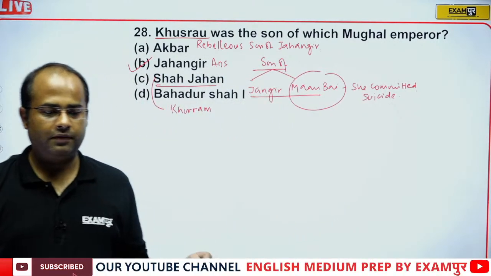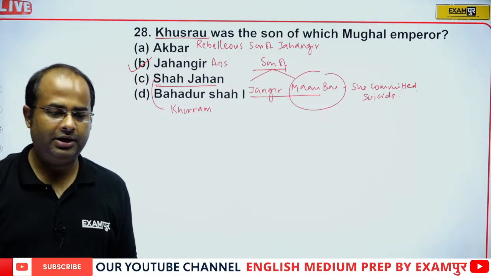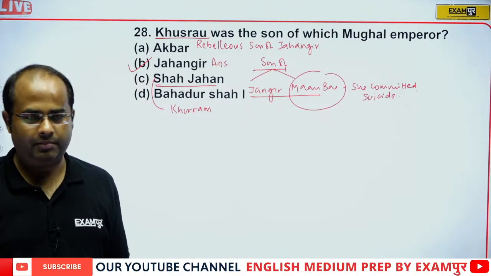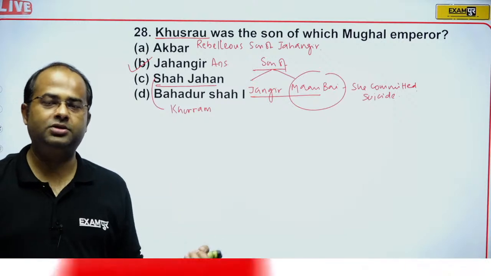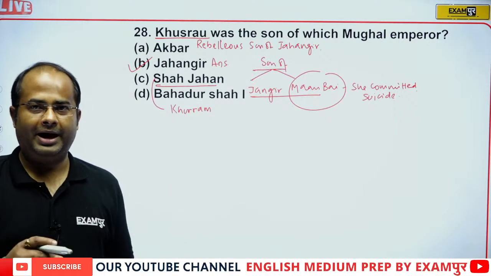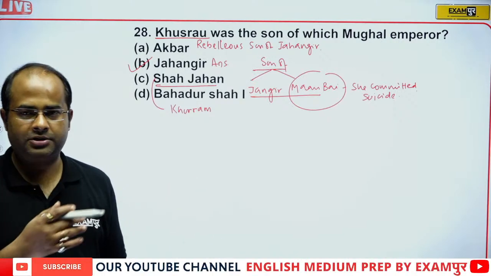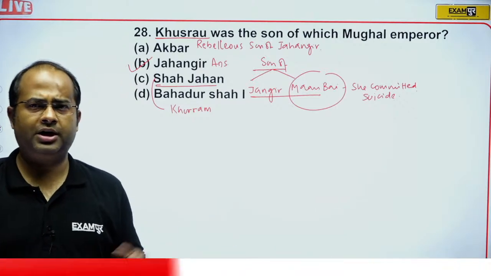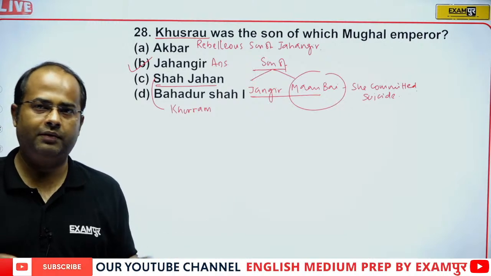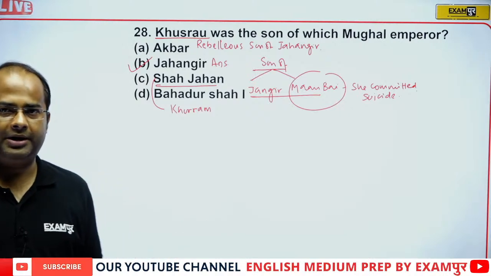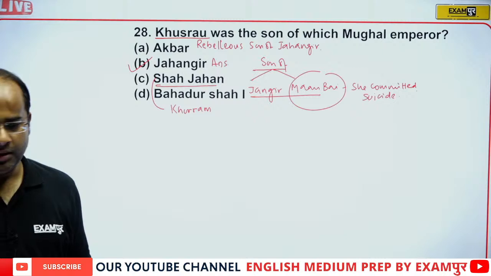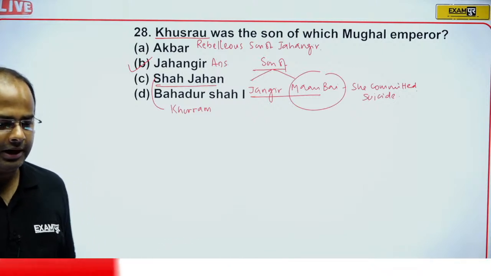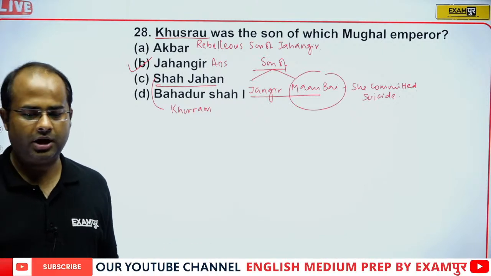So the correct answer will be, guys, option B, that is Jahangir. He was the rebellious son of Jahangir and Manbai. Manbai was the niece of Harkhabai and sister of Man Singh. Although she was married to Jahangir, due to the tense relation between father and son, she committed suicide. Therefore, the correct answer will be option B, Jahangir.